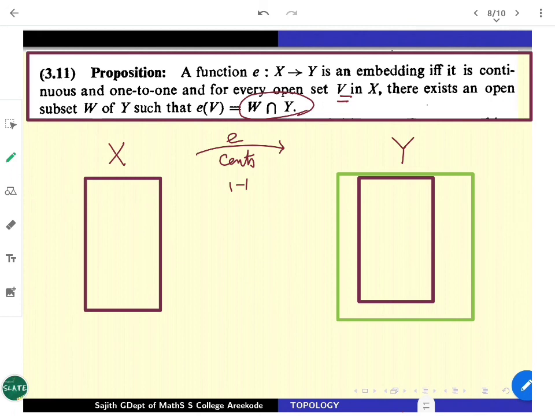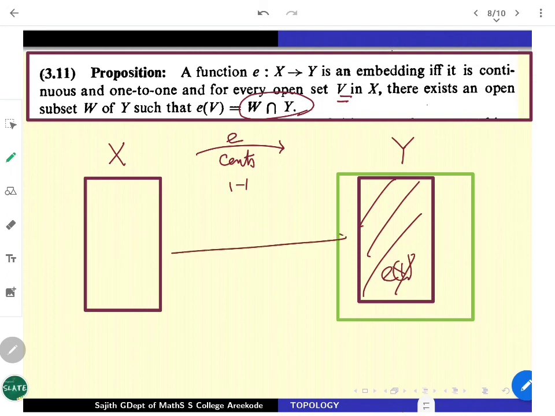So what it says actually, we have a function E from X to Y. X and Y are topological spaces. It is going to be an embedding. Embedding, what do you mean? This X is pushed inside underneath of Y. Whenever you are looking at X and E of X, I mean the range of E, you're looking at the image of X under E, that's all. So that is this part, E of X part.